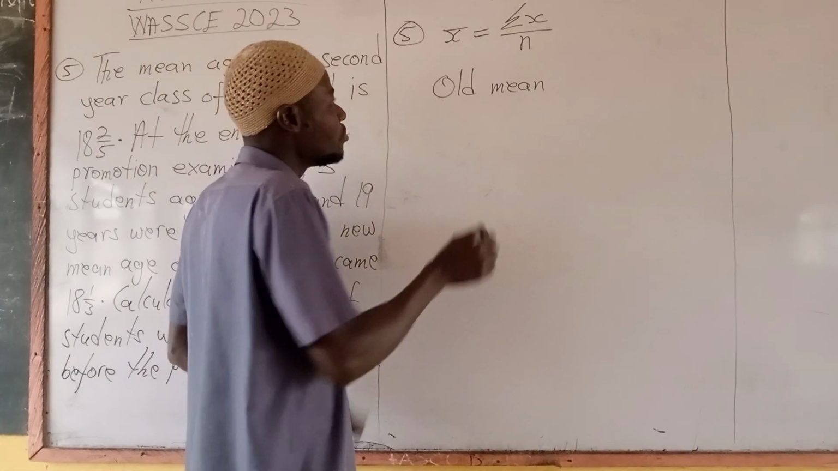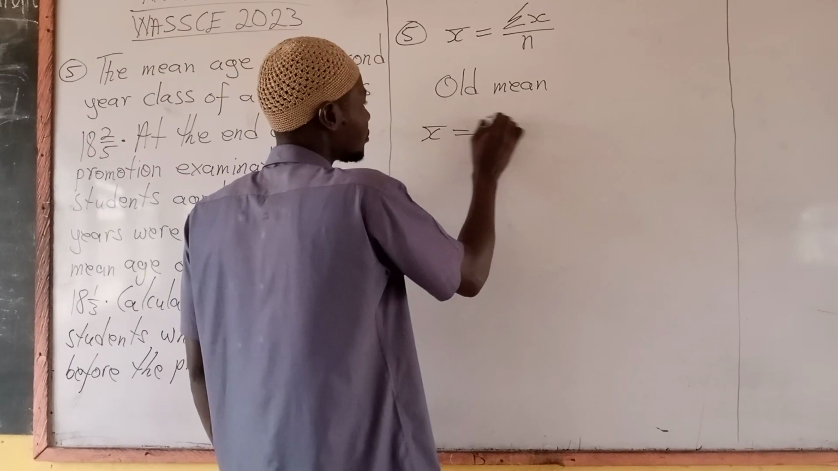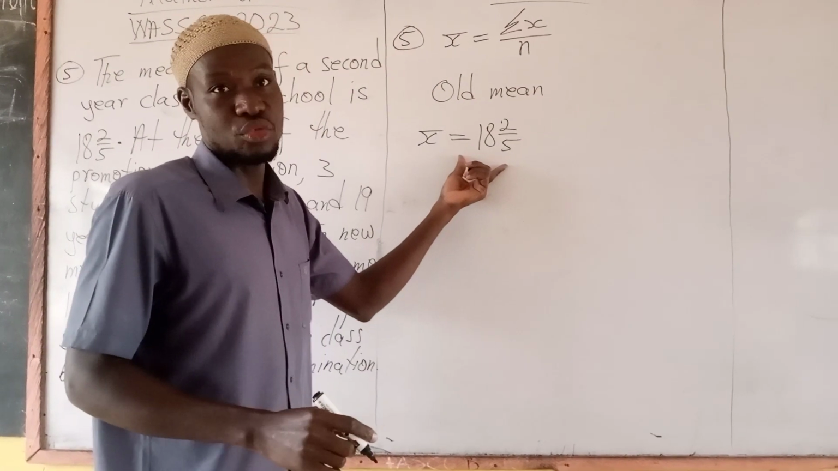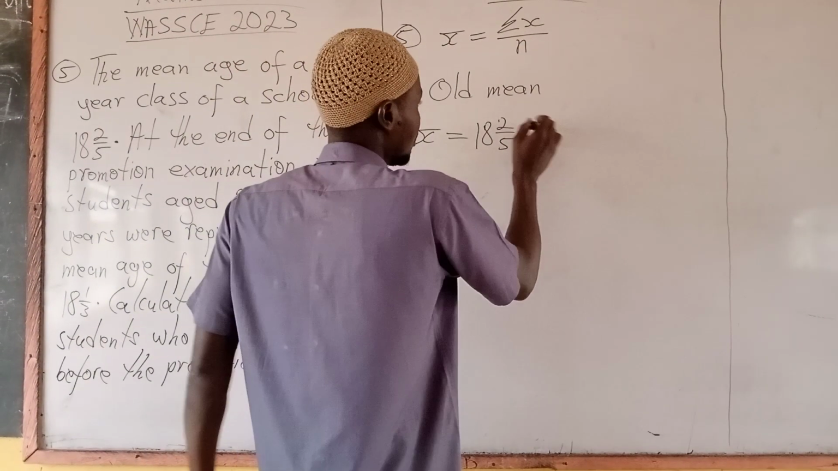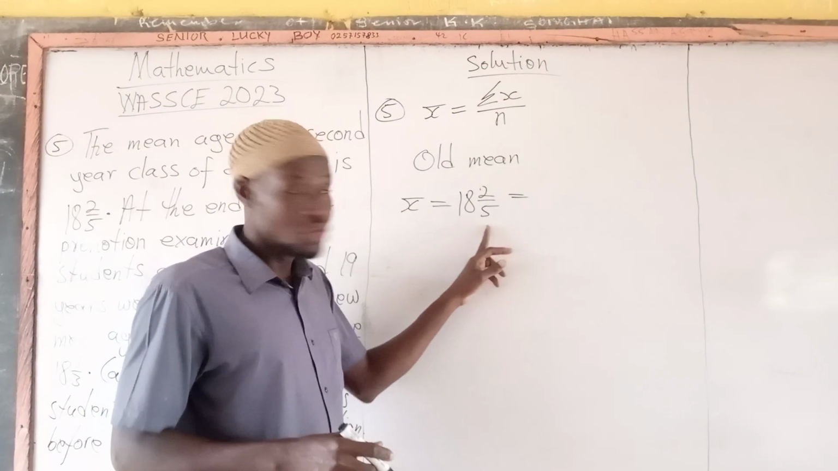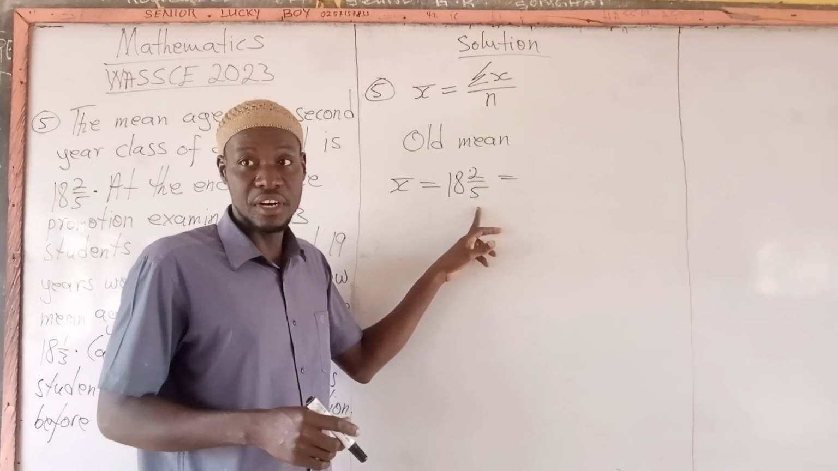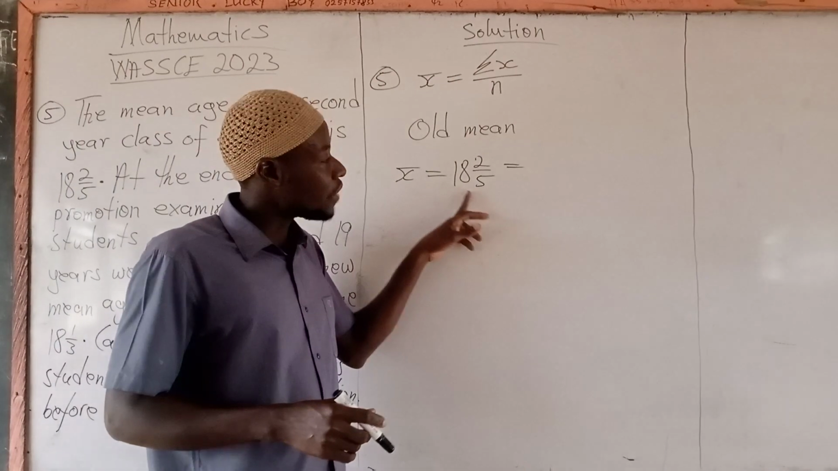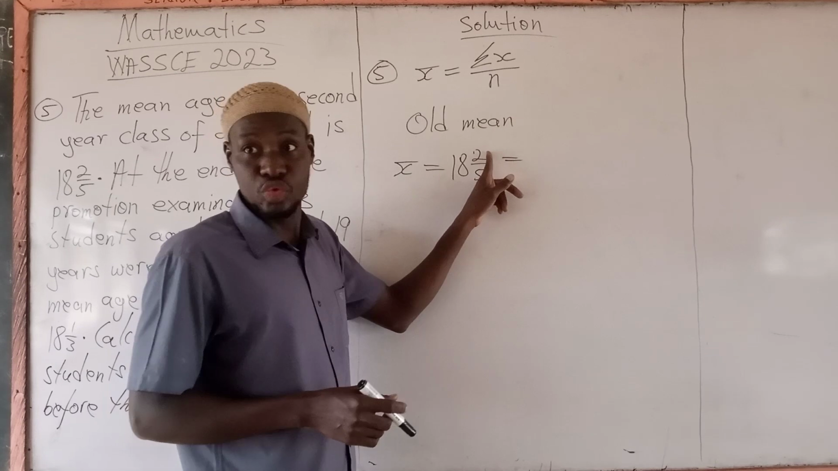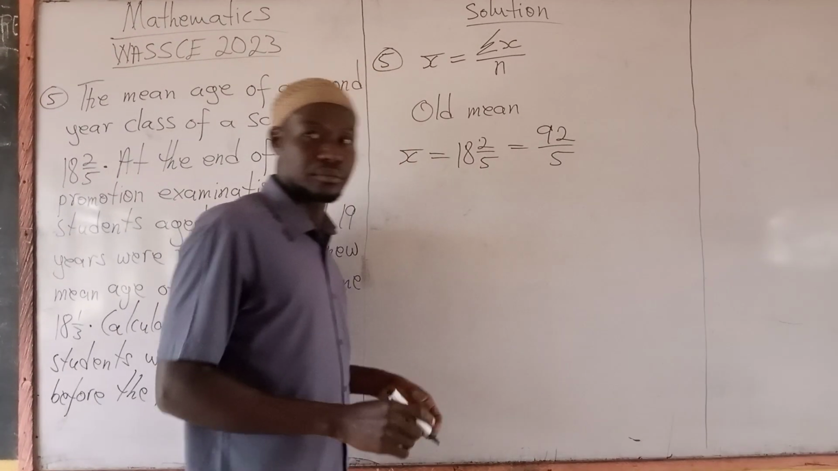So for the old mean age, we are told that the mean is equal to 18 whole number 2 out of 5. Now we have to rewrite this as an improper fraction. To do that, we pick the denominator of the fraction and multiply by the whole number. So 5 times 18 gives us 90, plus 2, 92. So this will be 92 divided by 5.